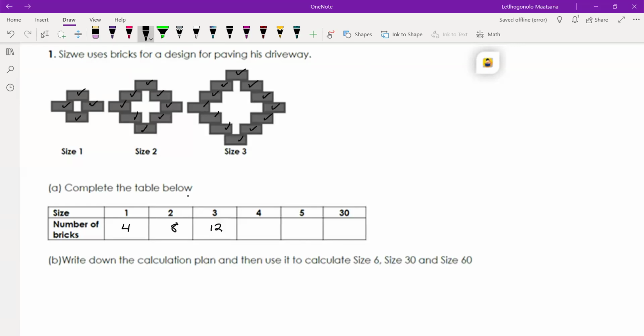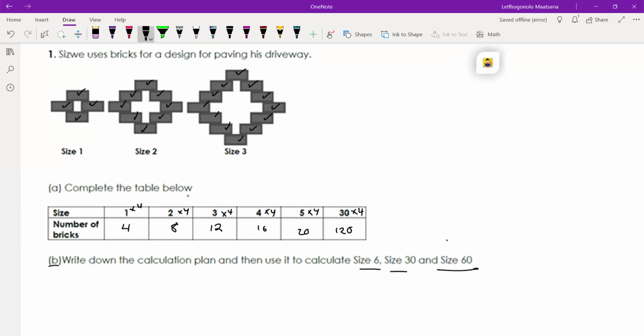12 bricks. What do we notice about this? Is that it's 1 multiplied by 4, 2 multiplied by 4, 3 multiplied by 4, 4 multiplied by 4, 5 multiplied by 4, and we have 20. In this case, it would be just multiplied by 4, giving us 120.